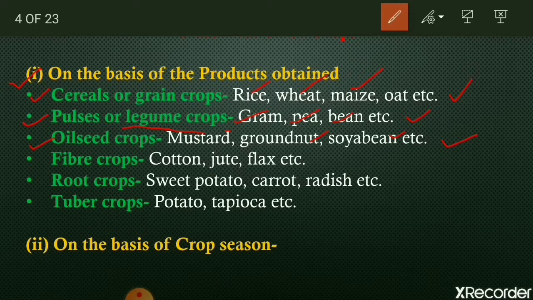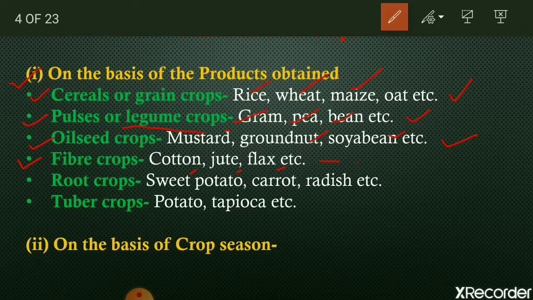Next one is fiber crops. In fiber crops, we have studied so many types of crops from which we get fibers. That thing we have studied in class 6th. About plant fibers we have studied in class 6, and about animal fiber we have studied in class 7th. Cotton, jute, flax, these are the fiber crops, and we know that these fibers are made up of cellulose. Cellulose is one of the carbohydrates.